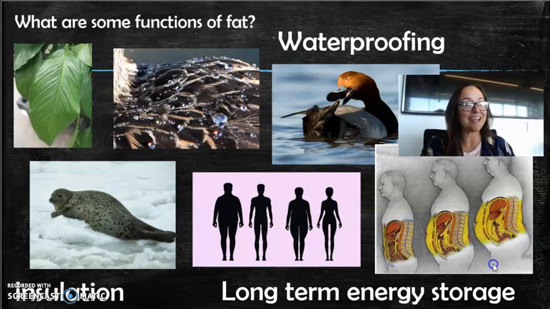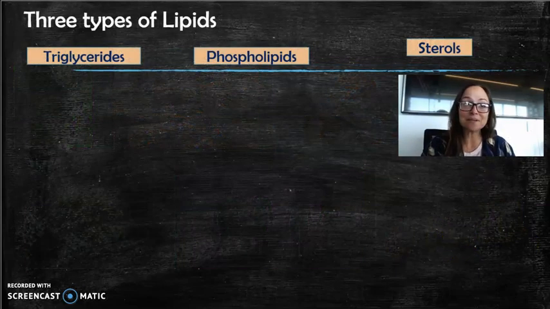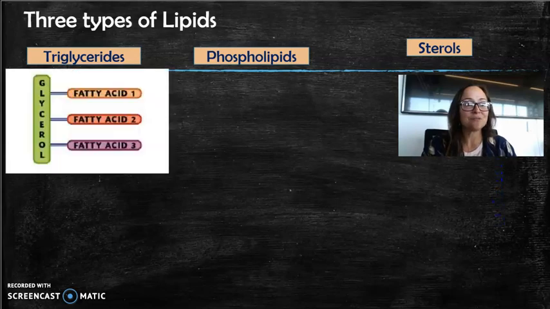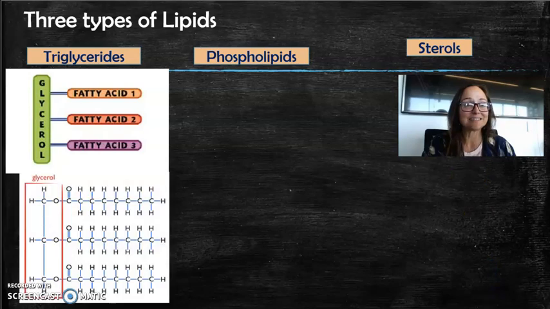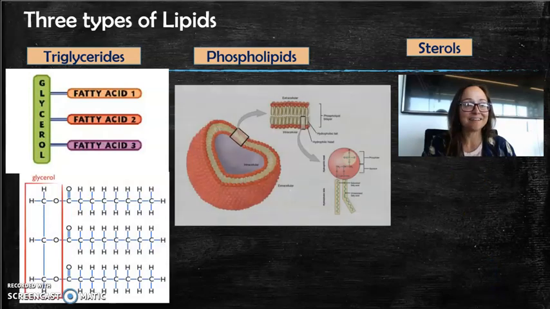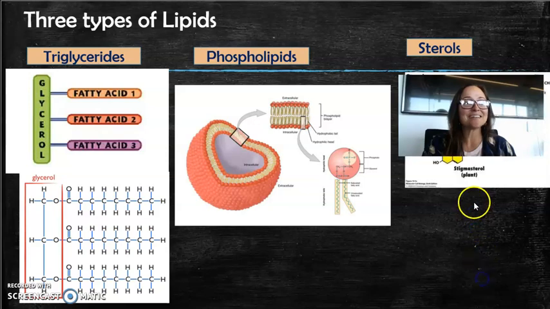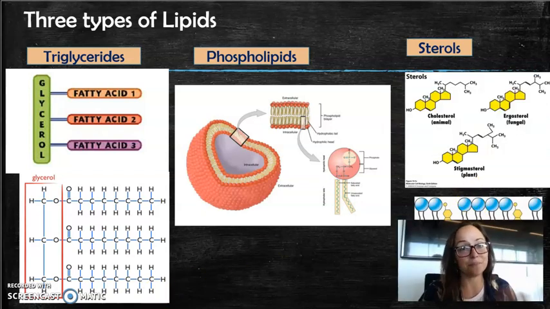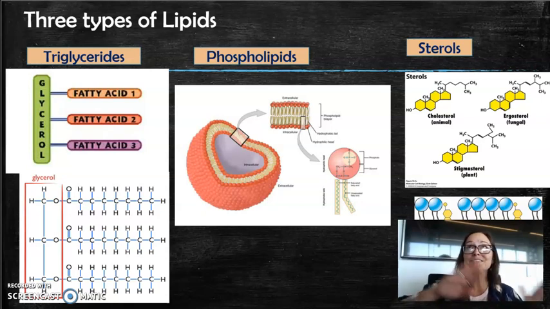Okay, so let's see some different types of lipids that we have. There are three types of lipids that we find on Earth. The majority of lipids on Earth are triglycerides, so we'll look at triglycerides on the next slide. And then in a whole different unit, we'll talk about our cell membranes.